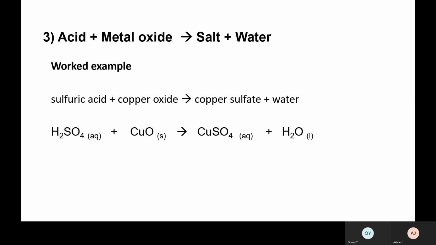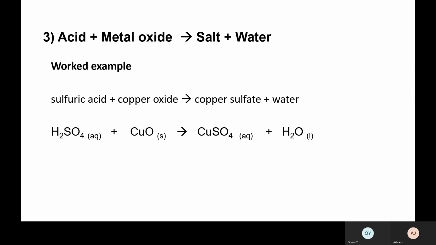Right, so we make copper sulfate because we've got sulfuric acid and copper oxide is the metal oxide, and we form water. Just going to draw your attention once again: copper oxide, remember, is an insoluble base, so when they react they're used as solid powders. So you should have got an S there for copper oxide.